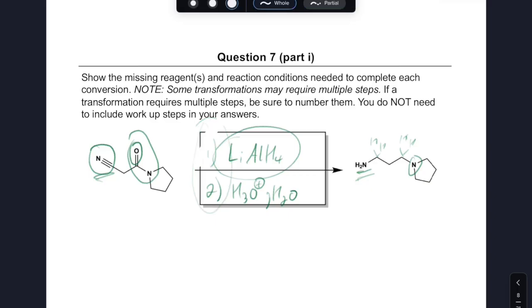So, for example, if you had just written it like this, that is kind of saying that all of these are happening in one bucket at one time. You're mixing everything you see here, not sequentially, and that is incorrect. Putting them all down at the same time like that basically means that we're going to have acid and lithium aluminum hydride present at the exact same time, which would be dangerous and ineffective.